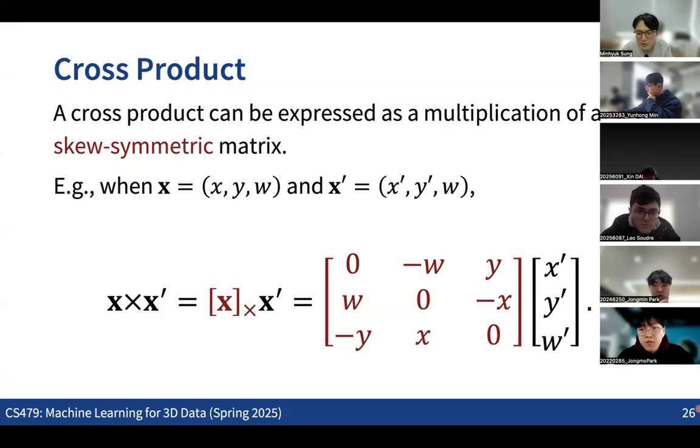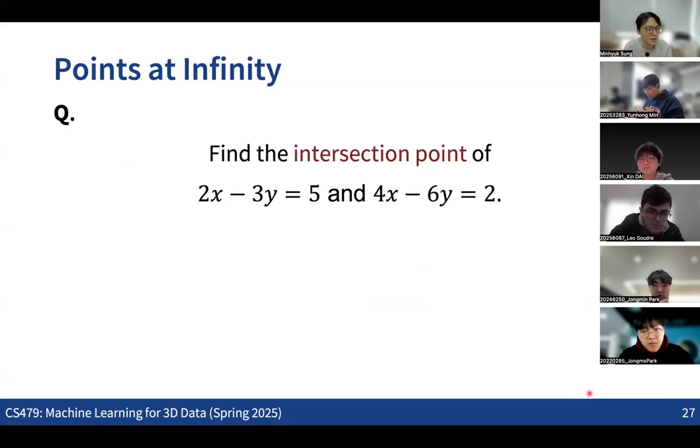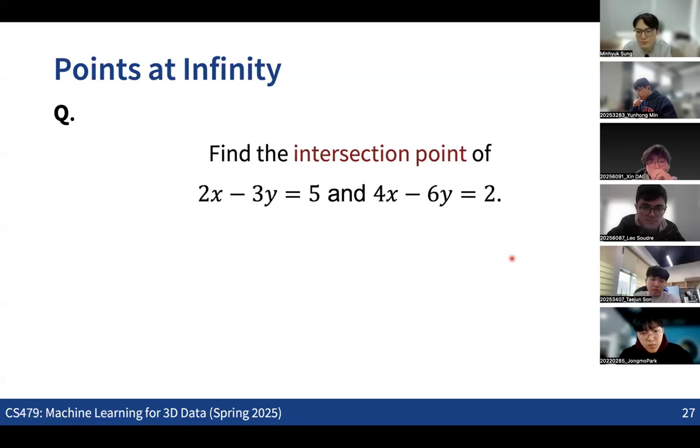So based on these basics, the one thing that I'd like to ask is: now in the projective space, let's consider finding the intersection point. We have two lines. One is 2x minus 3y equals 5, and the other one is 4x minus 6y equals 2. Given these two lines, what's the intersection point?